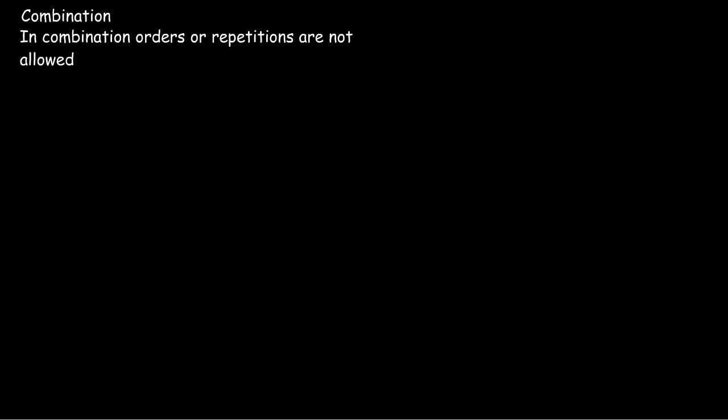Good day everyone, welcome, and today we will be discussing the topic: combination. Unlike permutation, in combination, order or repetitions are not allowed, that is AB is equal to BA.